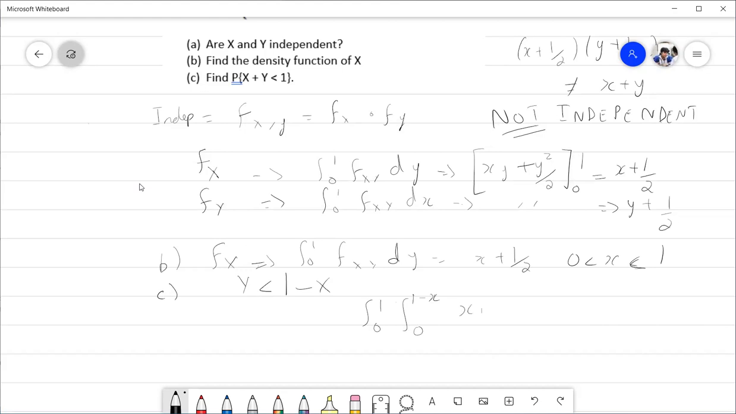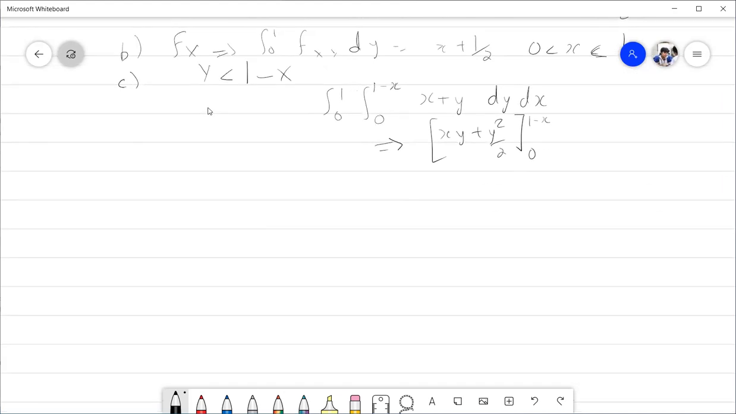f(x,y) is x plus y and I have to integrate this with respect to dy and dx, right? So first with respect to y, that's xy plus y square upon 2, and I have to put these limits on it. Let me push this down a bit. And then afterwards I have to integrate this with respect to x. So with respect to y, this is x into 1 minus x plus (1 minus x) square upon 2. The 0 part will basically cancel. And now this is the function I have to integrate with respect to x.